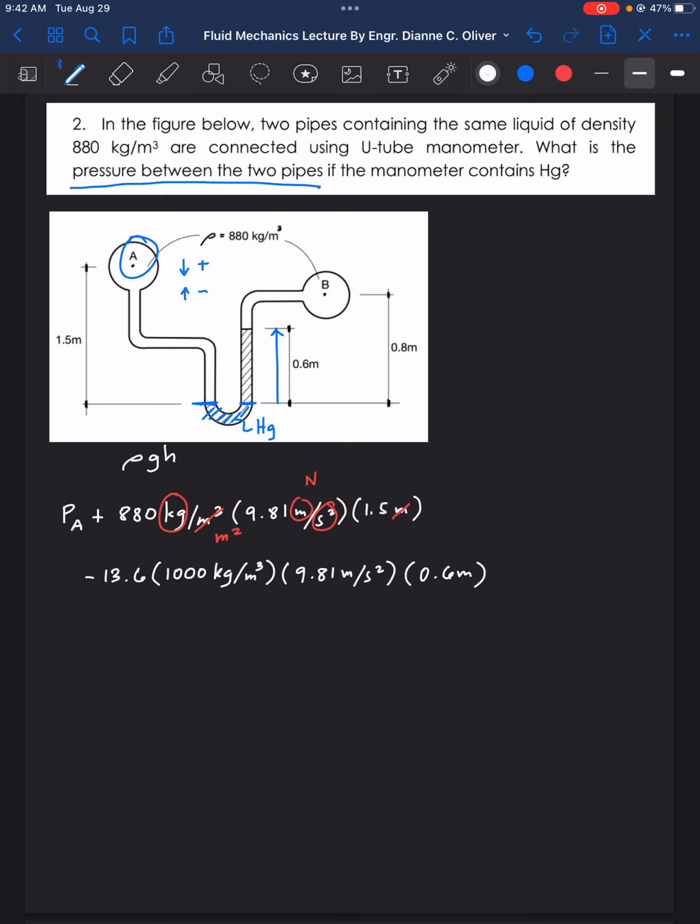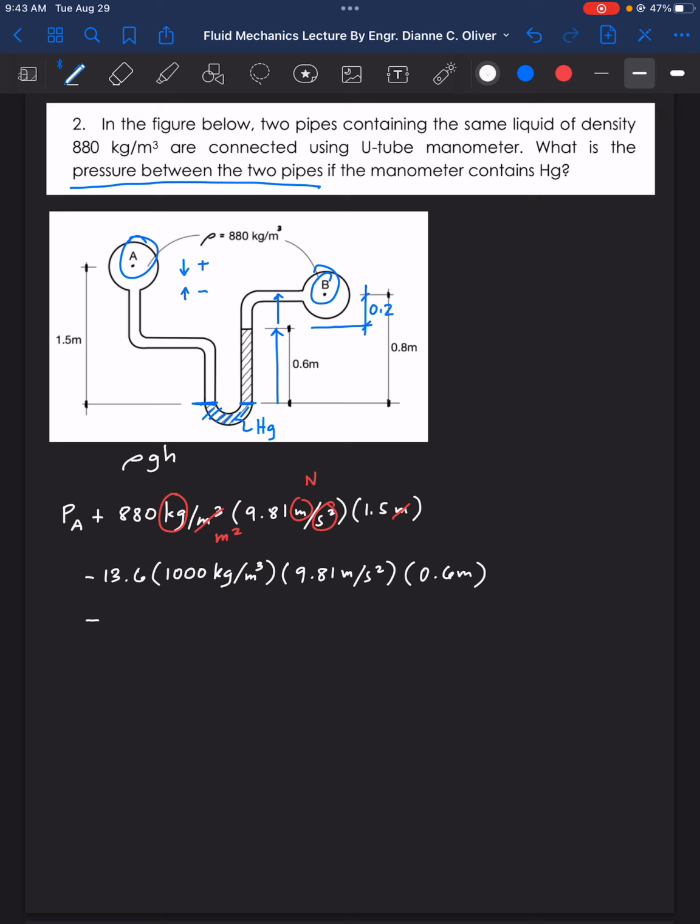No, it's not yet done, because we're going to move from the surface of the mercury up to point B. So we're going to have this movement from the surface of the mercury upward up to point B. Now, upward up to point B, that is 0.8 minus 0.6, so the distance here is 0.2.